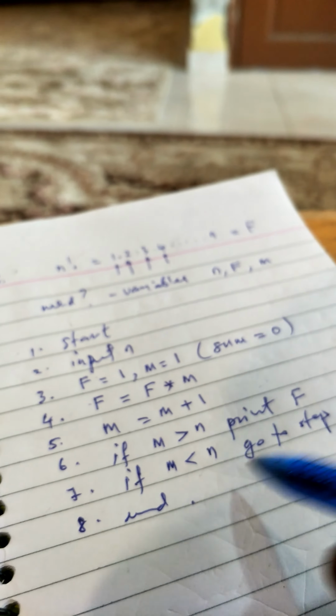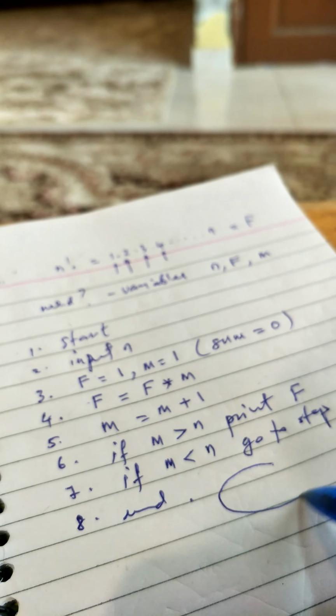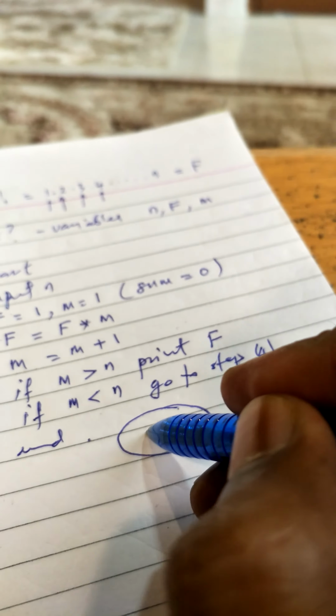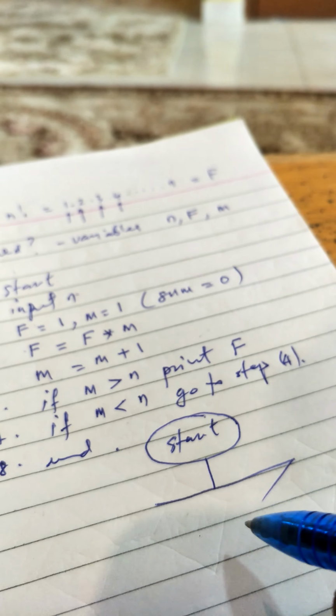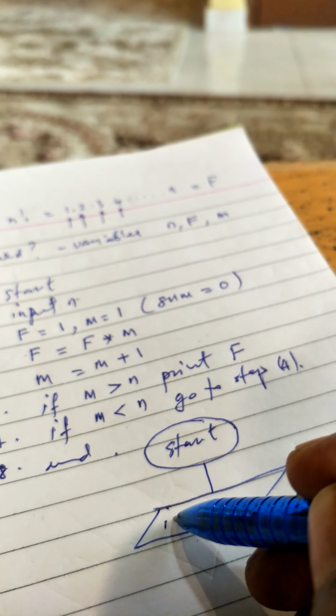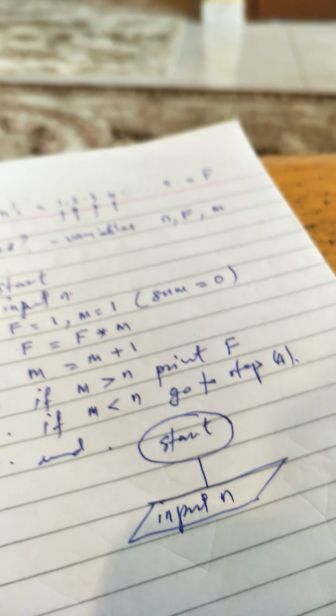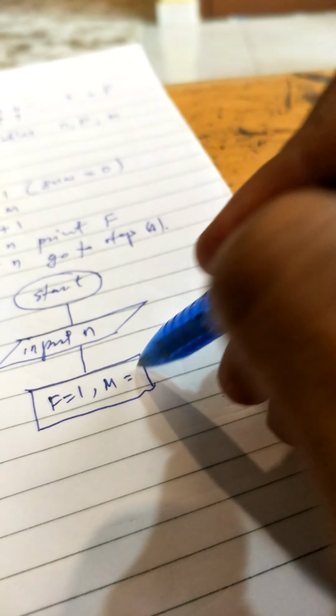flowchart? So with flowchart, we begin with start. Okay, then we need to input n. This is for the input n, and then we need to give the initial value, f equal to 1, m equal to 1.